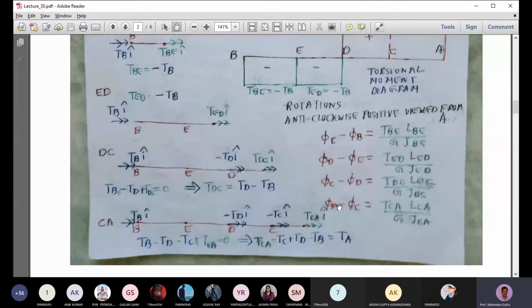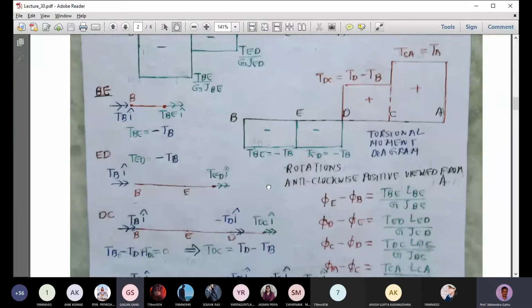So the left hand side will be phi A minus phi B, and the right hand portion will sum up all those terms. So we can get the change in angle at the extremes, the twist produced between the two ends, phi A minus phi B.